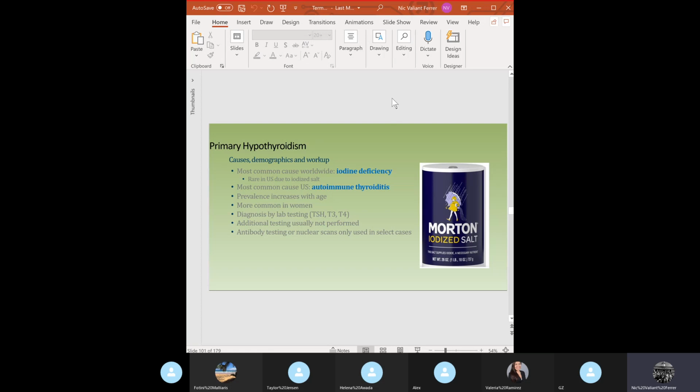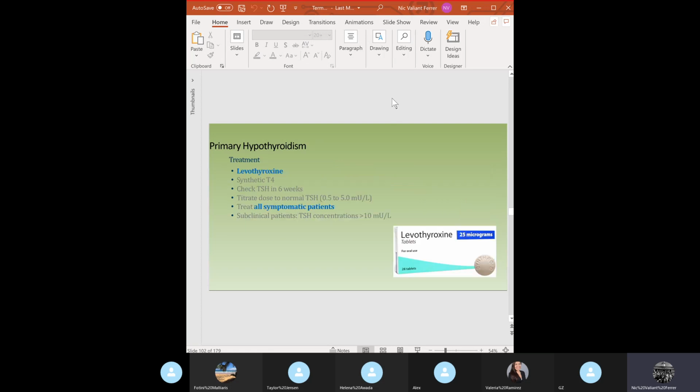Okay. What's the treatment? Levothyroxine. What is this? Synthetic T4. Check TSH in 6 weeks. Treat all symptomatic patients.